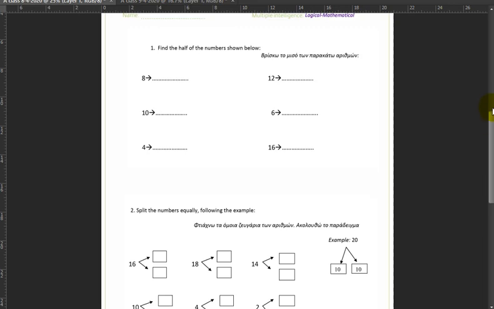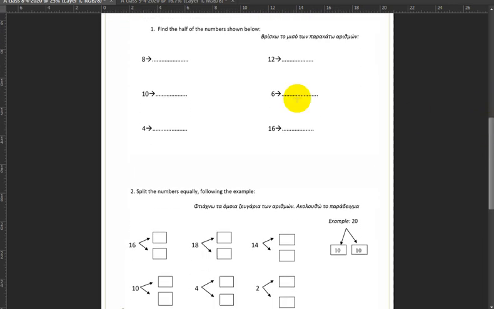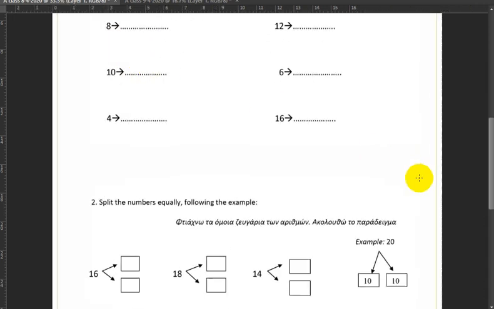This is your first worksheet, the one that you had for Wednesday. Let's get started. This first exercise says find the half of the numbers shown below. We want to find the halves of 8, 10, 4, 12, 6, and 16. Let's get started. I want to find the half of 8.